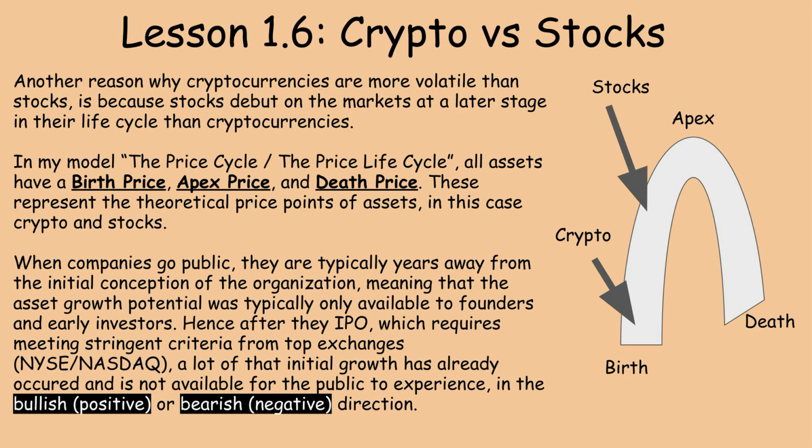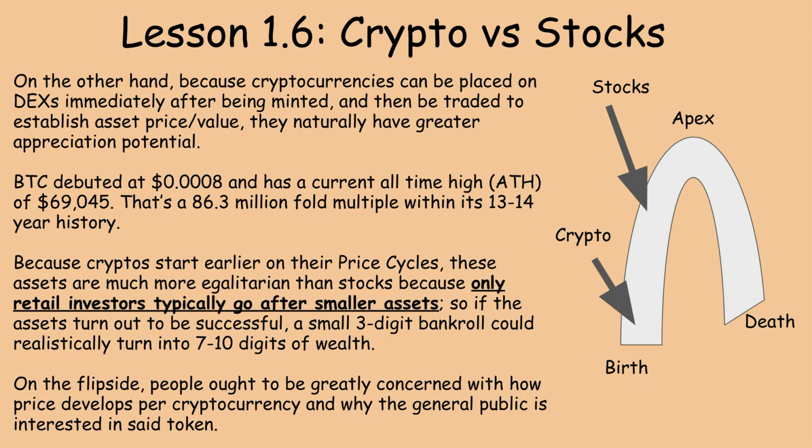On the other hand, because cryptocurrencies can be placed on DEXs, or decentralized exchanges, immediately after being minted, they're also able to be traded immediately after that to establish asset price and value. They naturally have greater appreciation potential. So if you just look at this image, you can naturally tell that the greatest potential for growth is obviously going to be on the bottom.